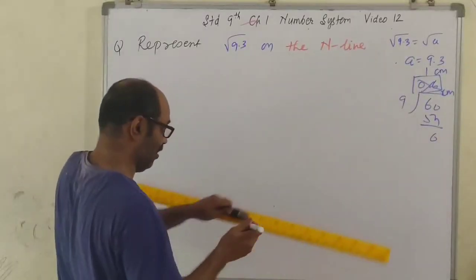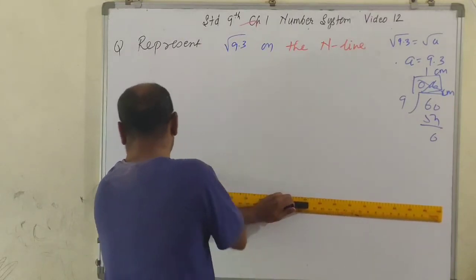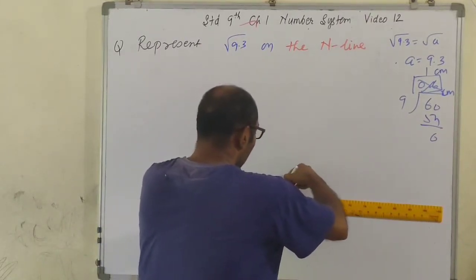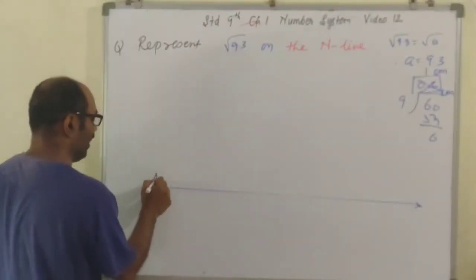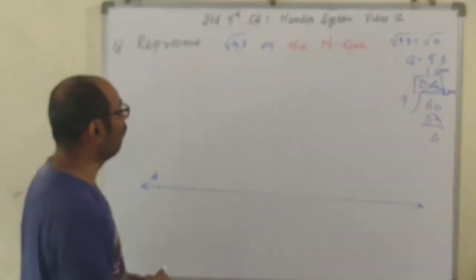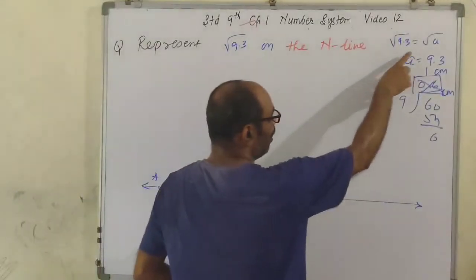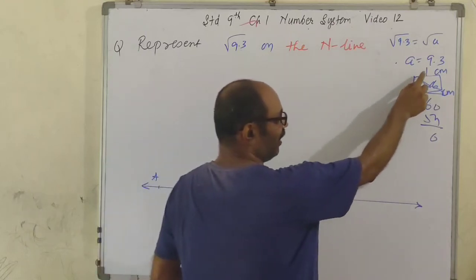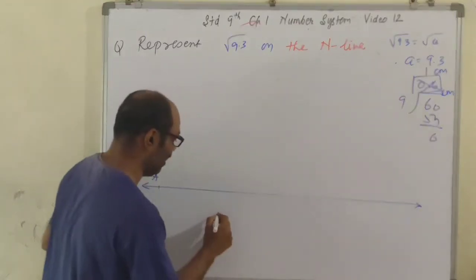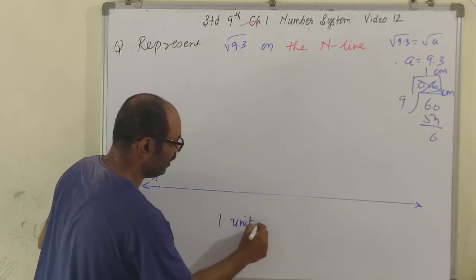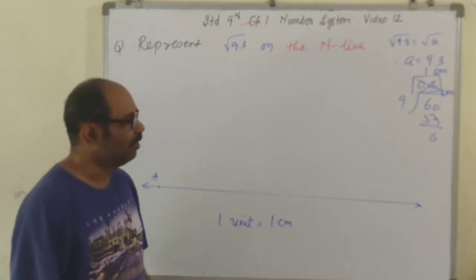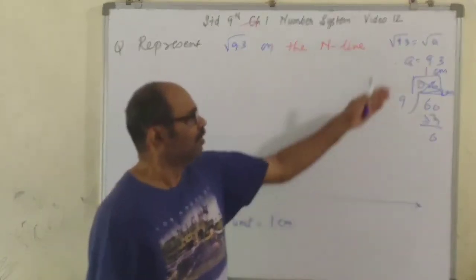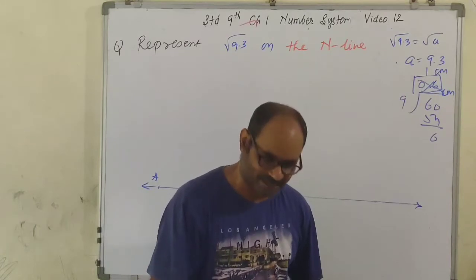Okay. Fine. First, I'll draw a line. That number line. Is that okay? I'll choose one point A here. How far it will be from A? 9.3. Scale. Please write the scale. 1 unit is equal to 1 centimeter. So 2 unit will be 2 centimeter. 9.3 units will be 9.3 centimeter.